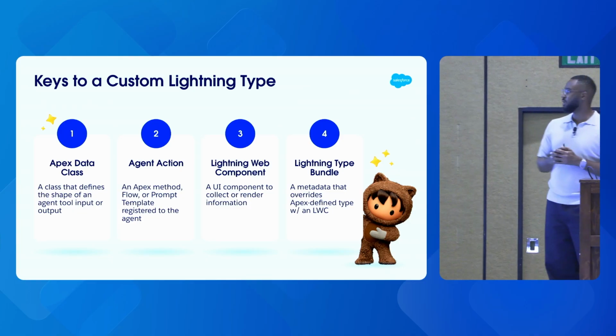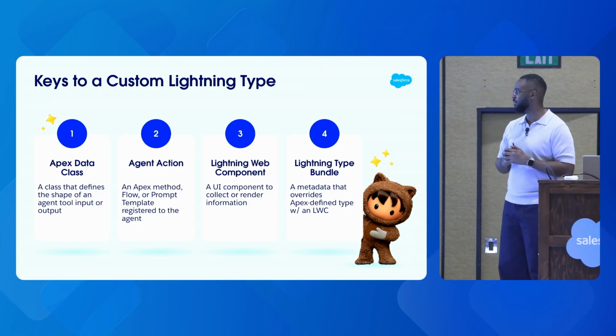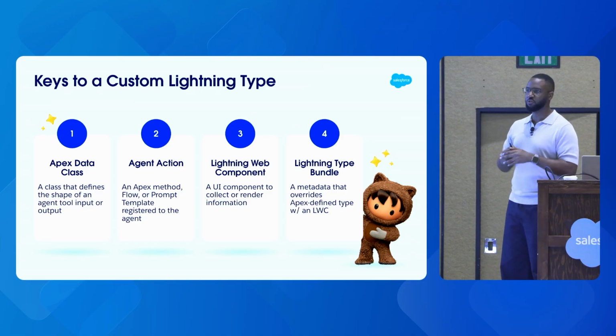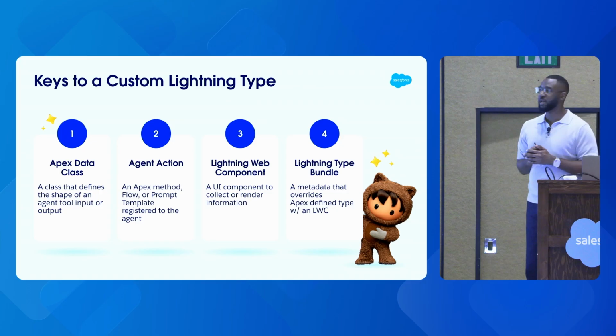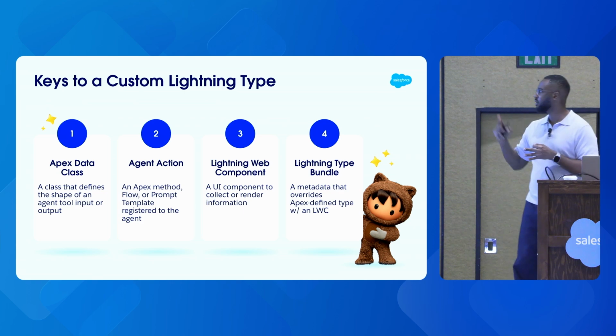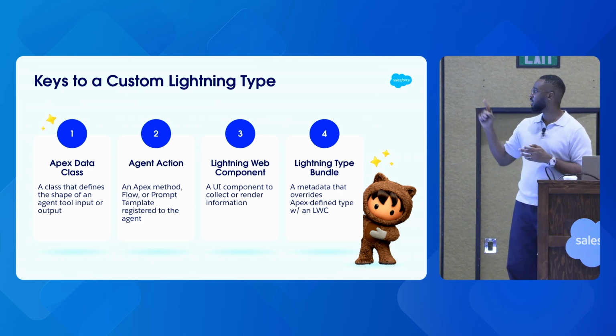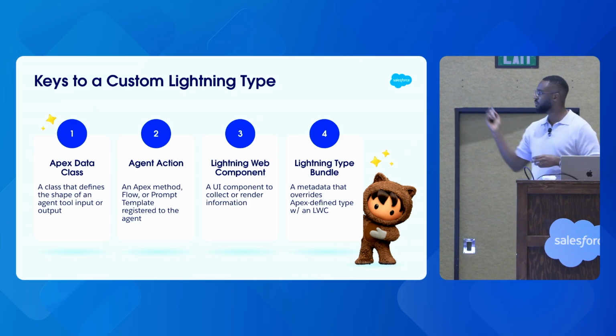The second thing you need is an agent action. The agent action is the tool that lets Agentforce call an Apex method to book a reservation or search for restaurants or really anything, right? It's the tools that the agent uses. So you need an agent action. Third thing you need is the Lightning Web component. That's the visual display. So the carousel you saw, the form you saw, the reservation card, those were all Lightning Web components. And then the fourth is the Lightning type bundle. That's the custom Lightning type metadata, okay? So you just need these four things.